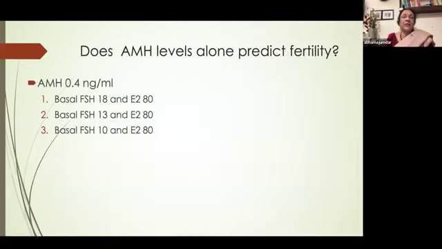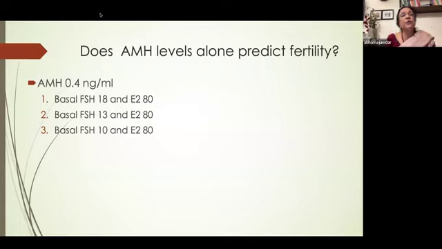So I'm putting a question to you. Now, there is a woman, and I want all of you to answer in the chat box. There is a woman who has an AMH of 0.4 nanogram per ml, and she's still cycling. I mean, she does have cycles. Her basal FSH is 18 and her estradiol is 80 on day 2. Her basal FSH is 13 and estradiol is 80. And her basal FSH is 10 and her estradiol is 80.